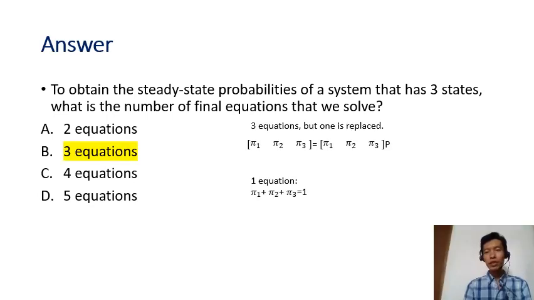So if we have 3 states, it means that we have 3 equations from the relation pi equals pi times P. And then we replace any one of them with the equation that says the sum of all pi's equals 1. So in the end, we still have 3 equations to solve.